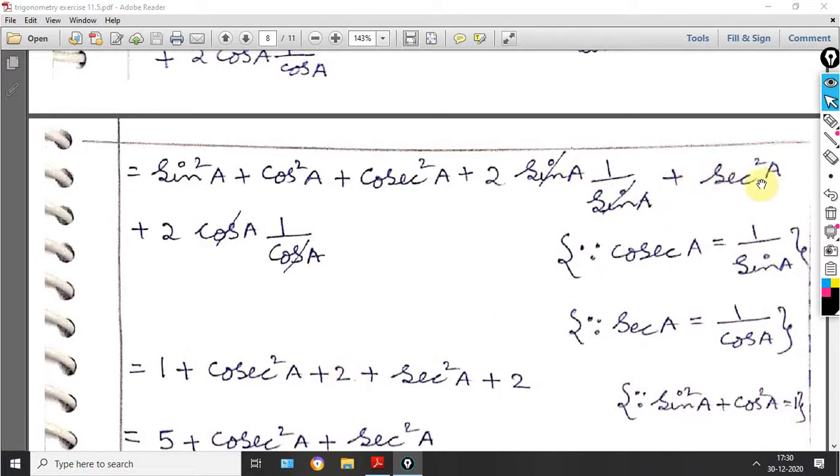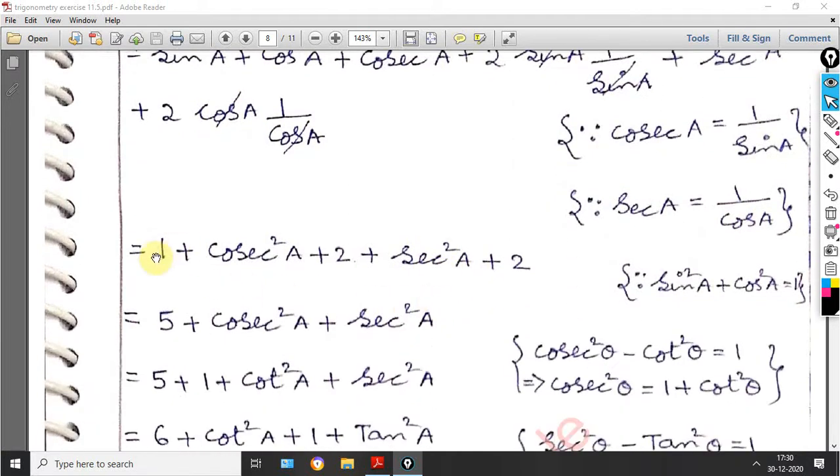Next, plus secant square A is there, so we wrote plus secant square A. Plus 2 only is left because these both cos A get cancelled, so plus 2 we wrote. Next, we are adding these numbers. 1 plus 2 is 3, 3 plus 2 is 5. So we wrote here 5 plus cosecant square A, next plus secant square A.